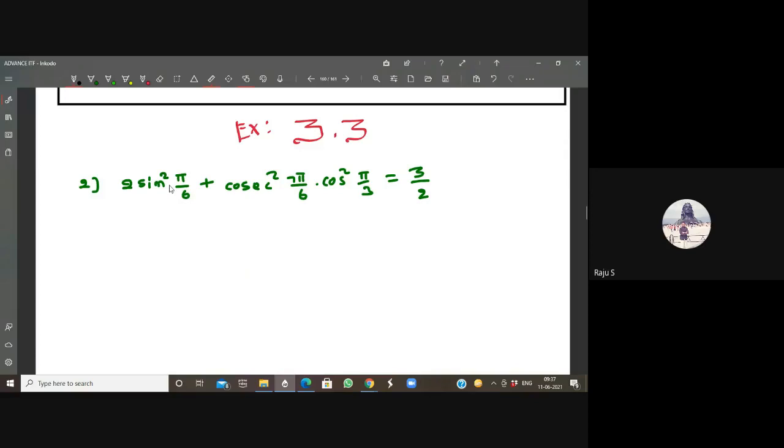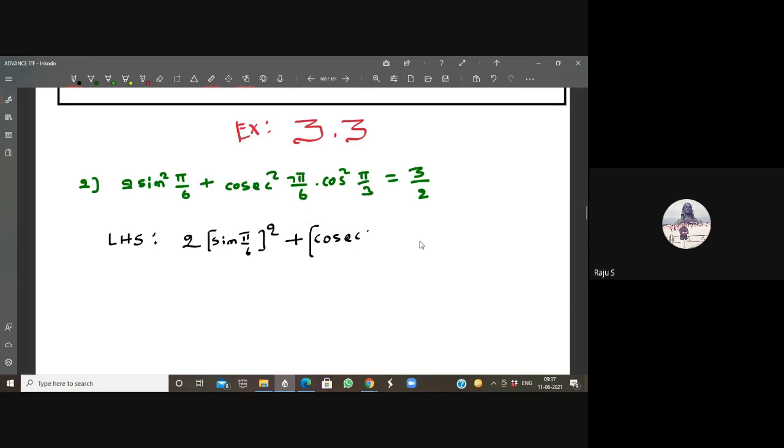See, pi by 6 means sin 30. I'm taking LHS: 2 into sin pi by 6 the whole square, plus cosec 7 pi by 6. What is 7 pi by 6? 7 pi by 6 is 210.